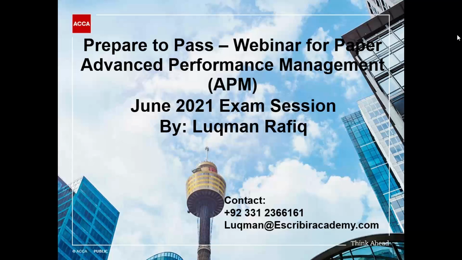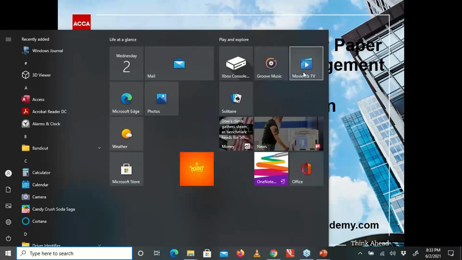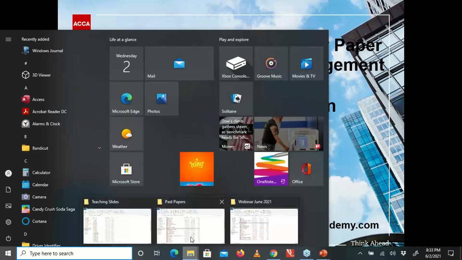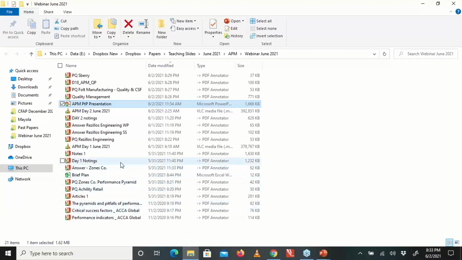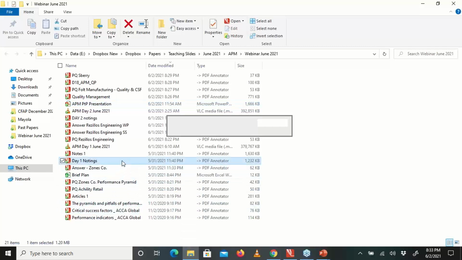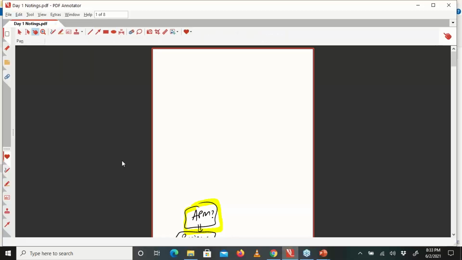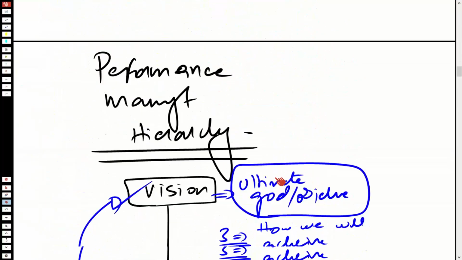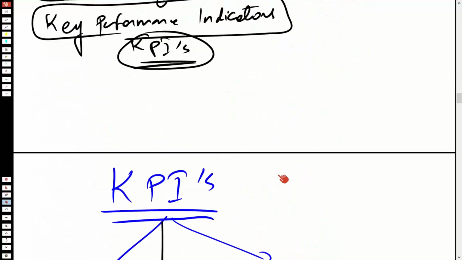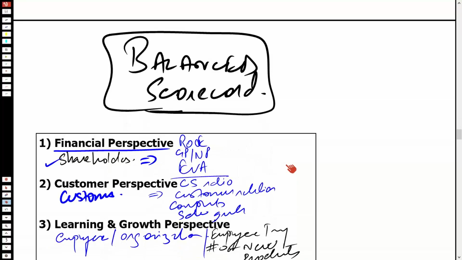Like on the first day, we went through the areas of performance. We went through the basic concepts of performance management. In addition to the basic concepts, we went through the different types of business models that included the building block model, the balanced scorecard, and the concept of the performance pyramid. So we went through all of them. We also discussed the performance measurement hierarchy.